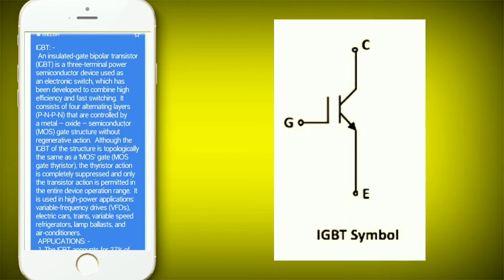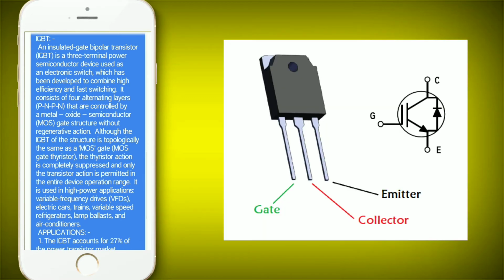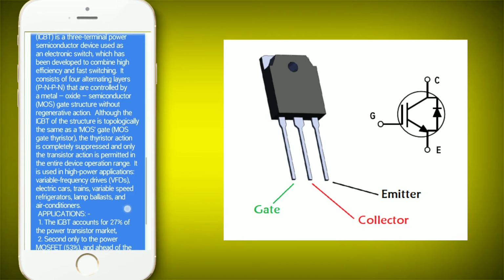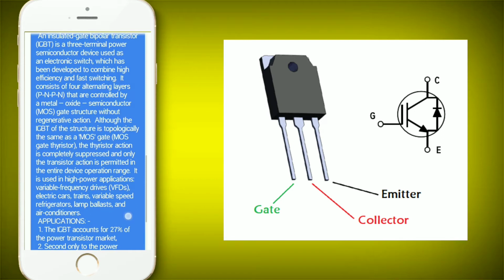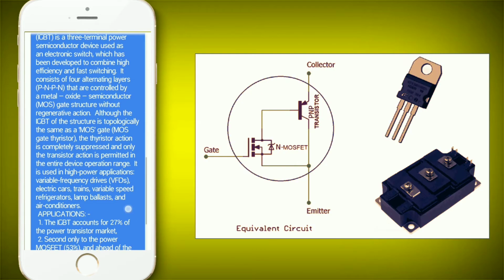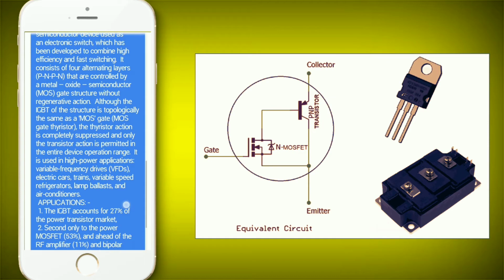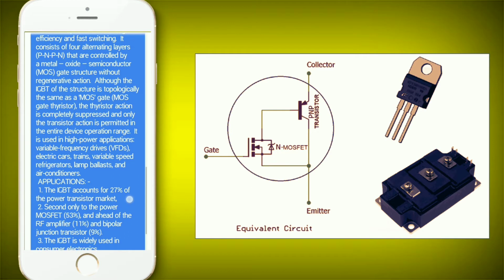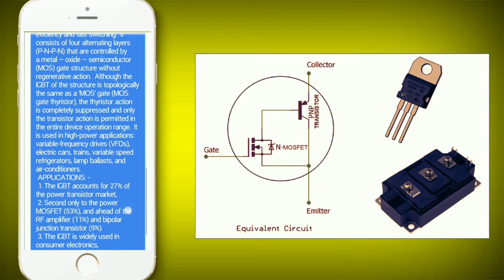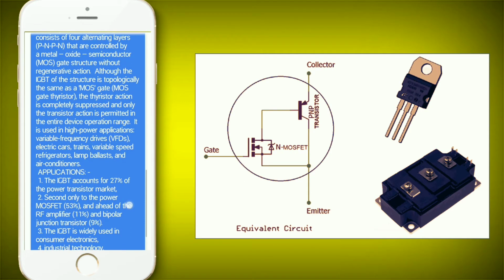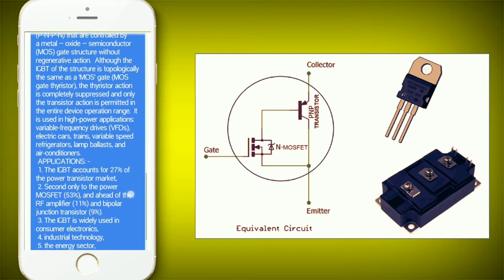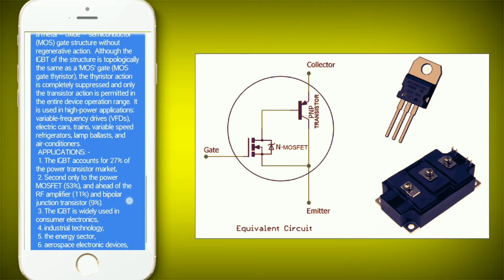IGBT, an insulated gate bipolar transistor. IGBT is a 3-terminal power semiconductor device used as an electronic switch, which has been developed to combine high efficiency and fast switching. It consists of 4 alternating layers, P-N-P-N, that are controlled by a metal oxide semiconductor (MOS) gate structure without regenerative action. Although the IGBT structure is topologically the same as a thyristor with a MOS gate, the thyristor action is completely suppressed and only the transistor action is permitted in the entire device operation range.